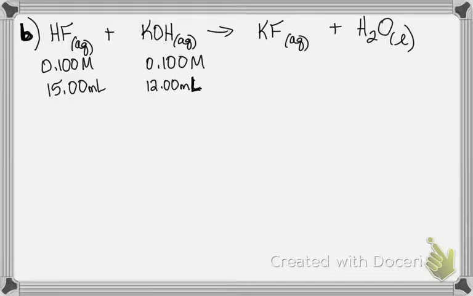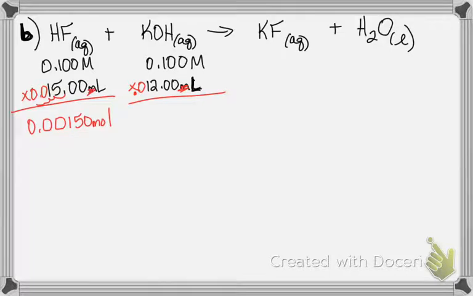Do you remember how to get moles? Molarity is equal to moles per liter. So the molarity times the volume in liters gives you moles. So let's figure out moles of each one. It doesn't matter if you put it in scientific notation or with decimals. 0.0150 moles of HF and 0.0012 moles of KOH.